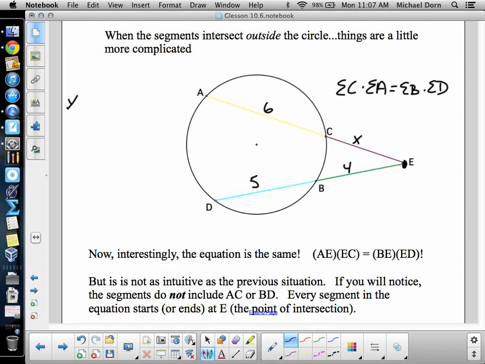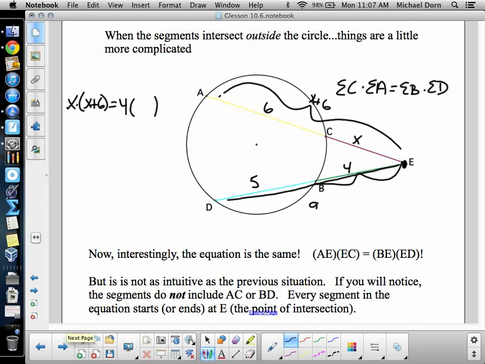X times what? How long is the whole thing? X plus 6, or 6 plus X, equals 4 times what? The whole thing, which is 9, or 4 plus 5 if you prefer. And that's going to give us something like x squared plus 6x equals 36. So x squared plus 6x minus 36 equals 0.